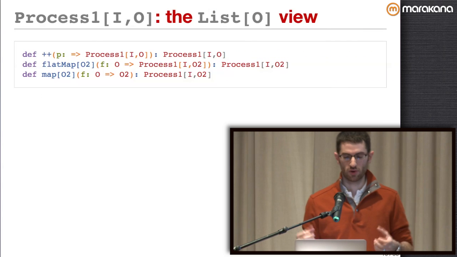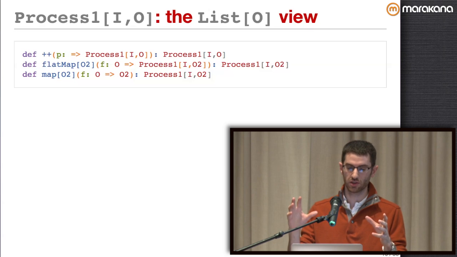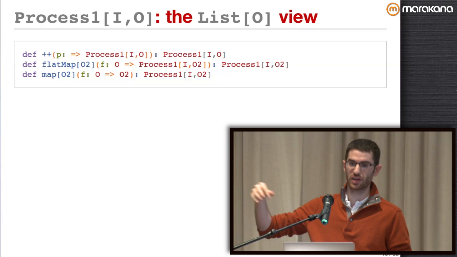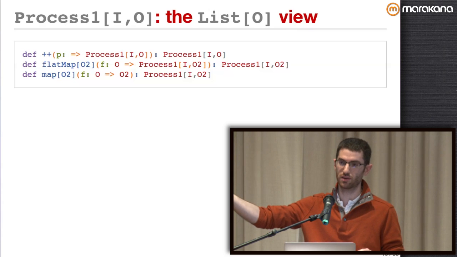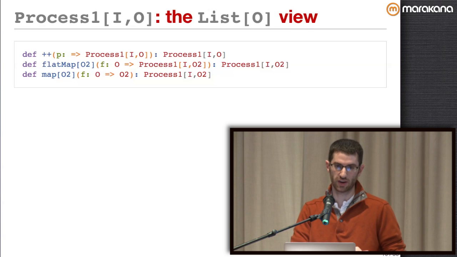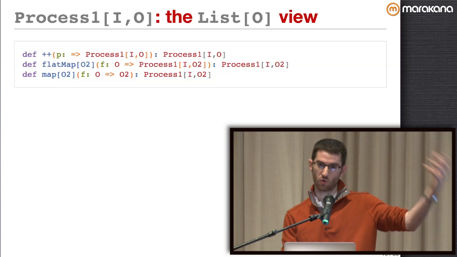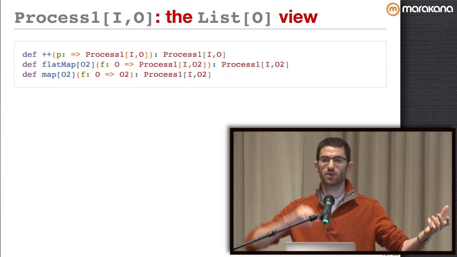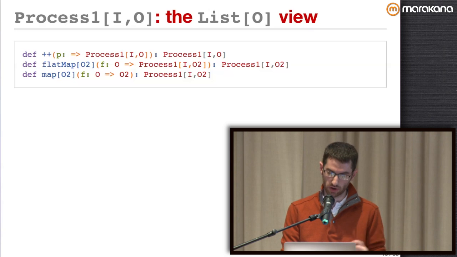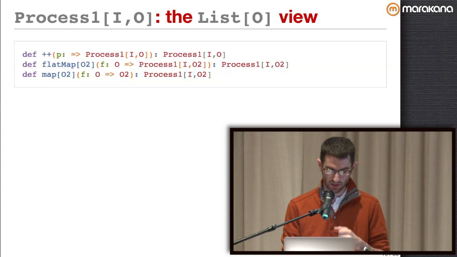So let's look at some operations that are defined for a process. We can think of a process a little bit like we think of a list, in the sense that the process is going to eventually emit a sequence of O values. And so a lot of the operations that we're used to from working with lists are also defined for process. For instance, we can concatenate two processes together: run the first process, and when it halts, run the second process. We can flat map over a process's output. We can map over a process's output. And there are lots of other functions that we can define.